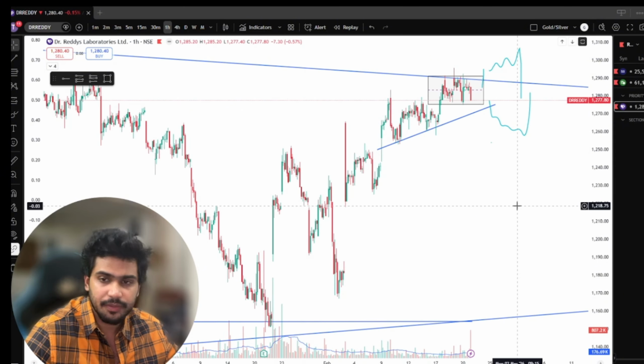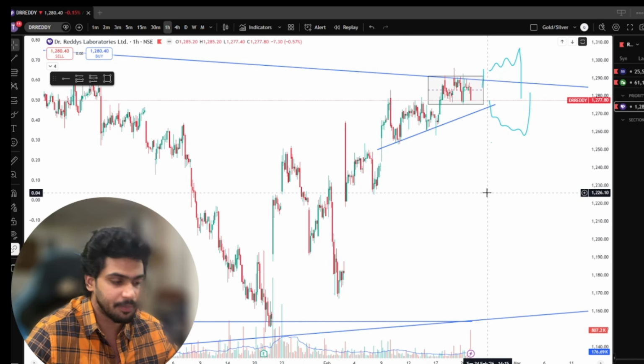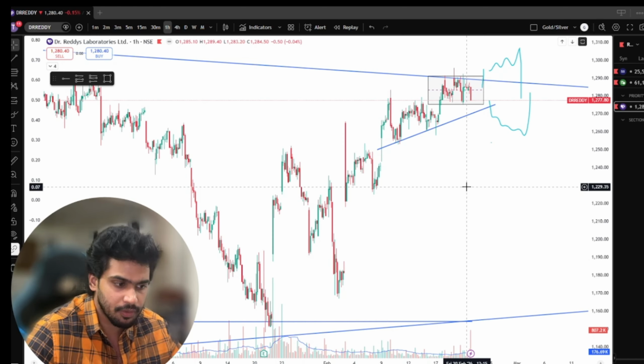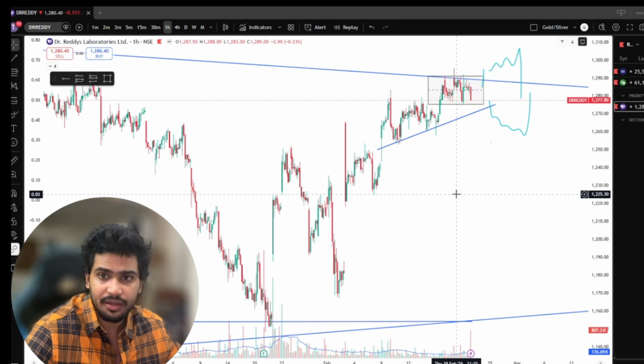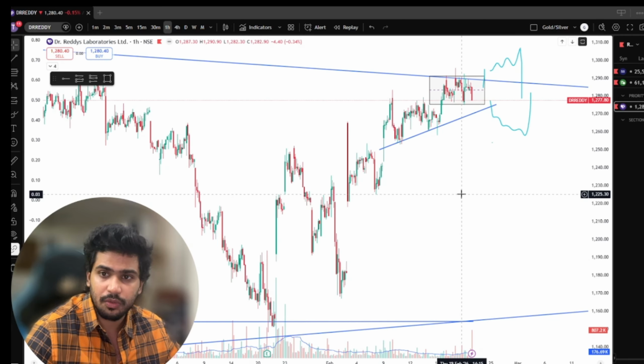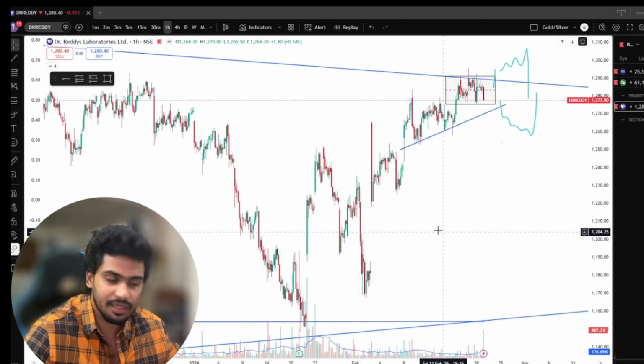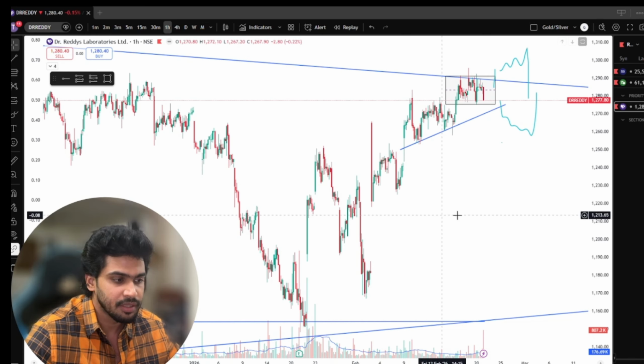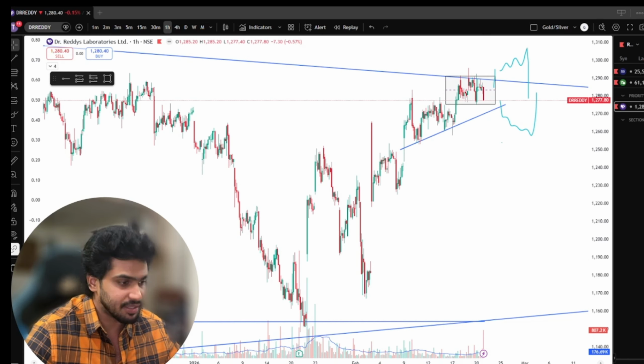Either way, what I'm trying to tell you is that there is always a possibility that the market might trap you. This breakout or breakdown usually depends on the overall market conditions, sector performance, overall index direction, and the general market sentiment as well. This is just for the sake of understanding.